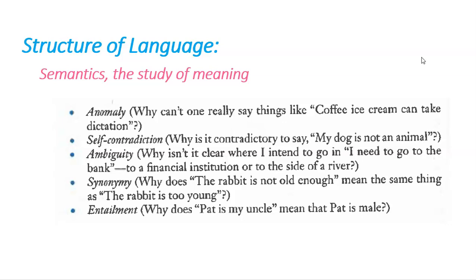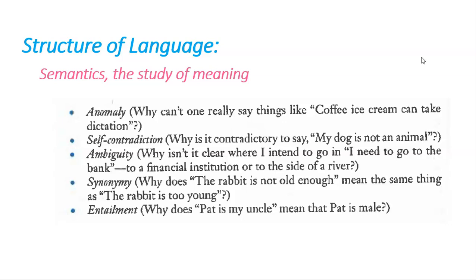Synonymy. Why does "the rabbit is not old enough" mean the same thing as "the rabbit is too young"? Those are synonymous sayings, and we know through meaning that they are one and the same. Entailment. Why does "Pat is my uncle" mean that Pat is male? One thing entails the other. It suggests it. It sort of subsumes it.